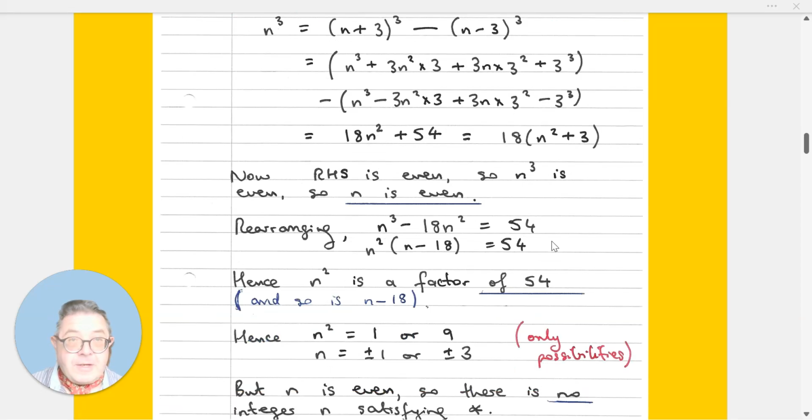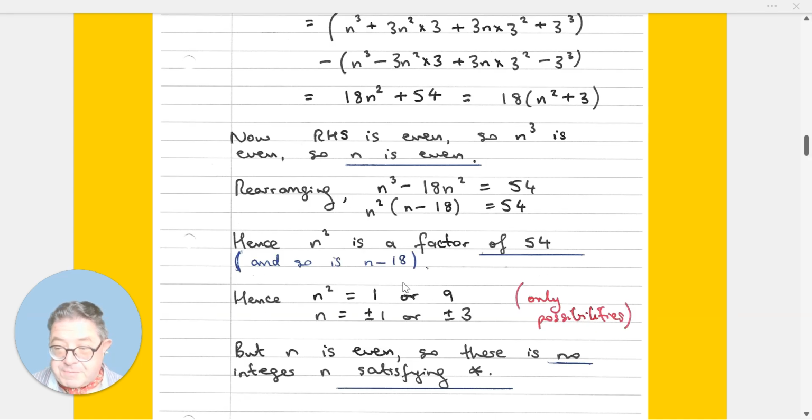From that, using divisibility, we're dealing with whole numbers, so n squared must be a factor of 54. We could also say, though the question doesn't ask this, that n minus 18 is also a factor of 54. And we could also say that n minus 18 must be positive, because n squared times a negative number will not equal 54. Anyhow, n squared is a factor of 54, so it must be 1 or 9, so n is plus or minus 1 or plus or minus 3 as the only possibilities.